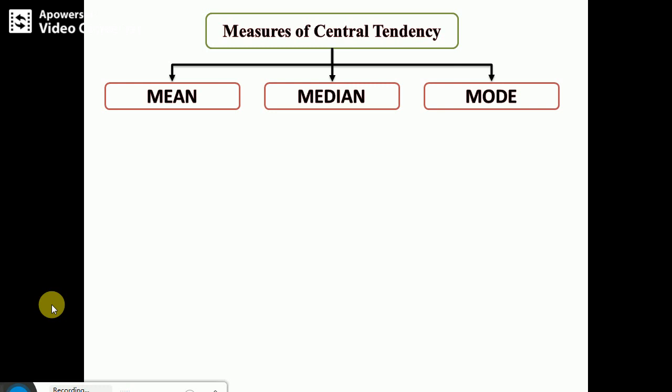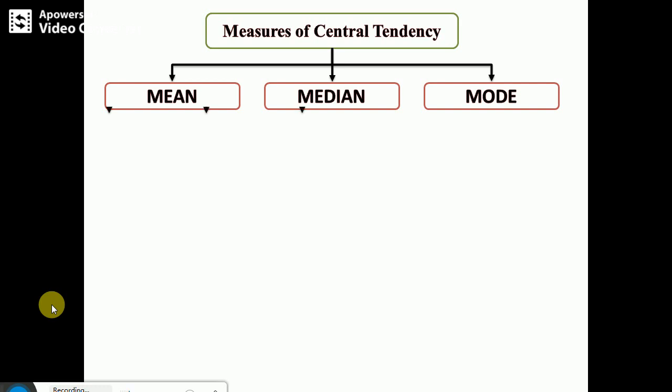Of course you might have studied or heard about these concepts. Mean talks about the average of whole data, whereas median divides the data into two equal parts, and mode represents the data having highest frequency. Now let us start with mean.